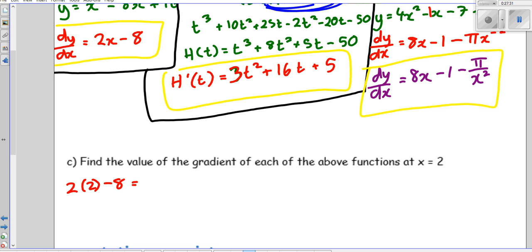So for this one, 2 times, was it 2? It was 2. 2 times 2 minus 8. What's that one equal? I'm just subbing in 2 into that. Negative 4. Negative 4, yeah. Here's the first one done. So the gradient of the original function at 2 was negative 4. That's one thing we've just worked out.